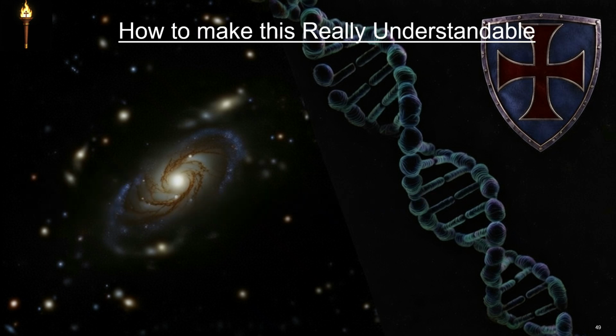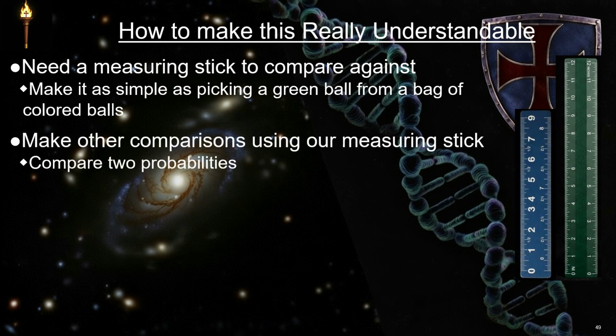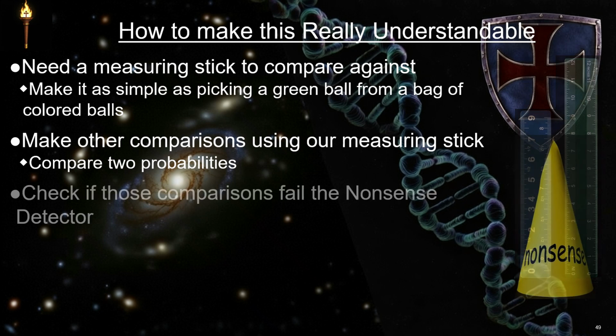So let's take the next step to make this really understandable. When we try to understand something, we compare it against another thing. So we need a measuring stick to compare against. We want that measuring stick to be as simple as picking a green ball from a bag of colored balls. And we make other comparisons using our measuring stick. For example, we have a blue measuring stick and a green measuring stick. If we look at the green ruler in comparison to the blue ruler, we see the blue ruler is about 3/4 of the height of the green ruler. So we can make that comparison.